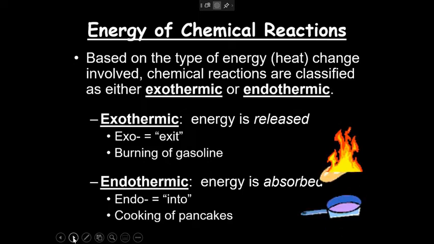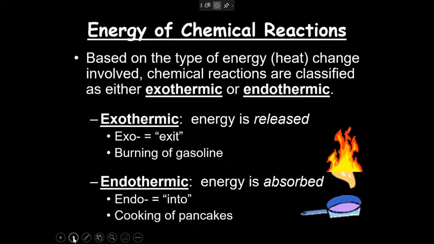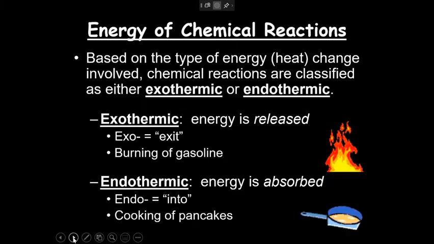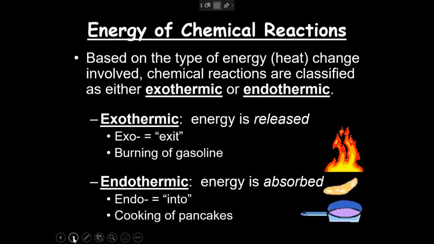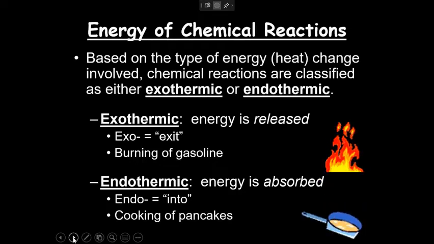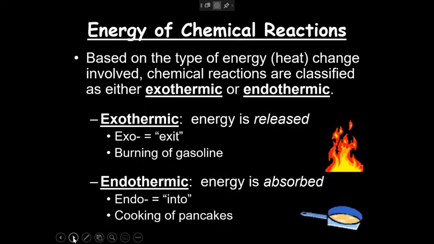So based on the type of energy involved, chemical reactions are classified as either exothermic or endothermic. Exothermic means energy is released. Exo, in this case, means exit, such as the burning of gasoline or any of the fossil fuels that we burn. All combustion reactions are exothermic, meaning they release energy.